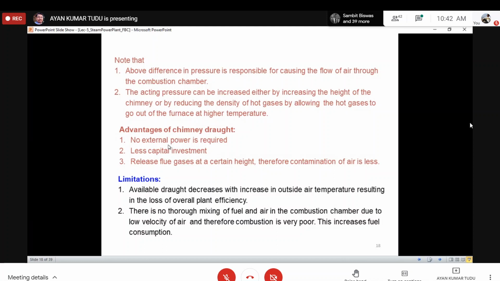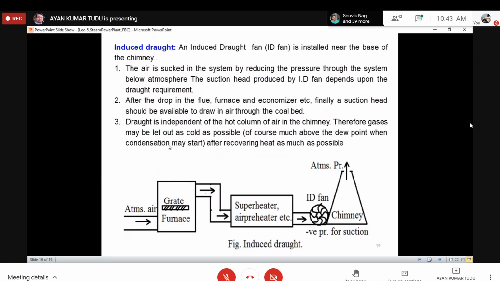Okay, if you recollect where the induced draught was placed, the induced draught was installed before the chimney, correct? The induced draught fan is installed near the base of the chimney, as you can see from the figure here. So as you can see, the air is being sucked in by reducing the pressure through the system below atmosphere.